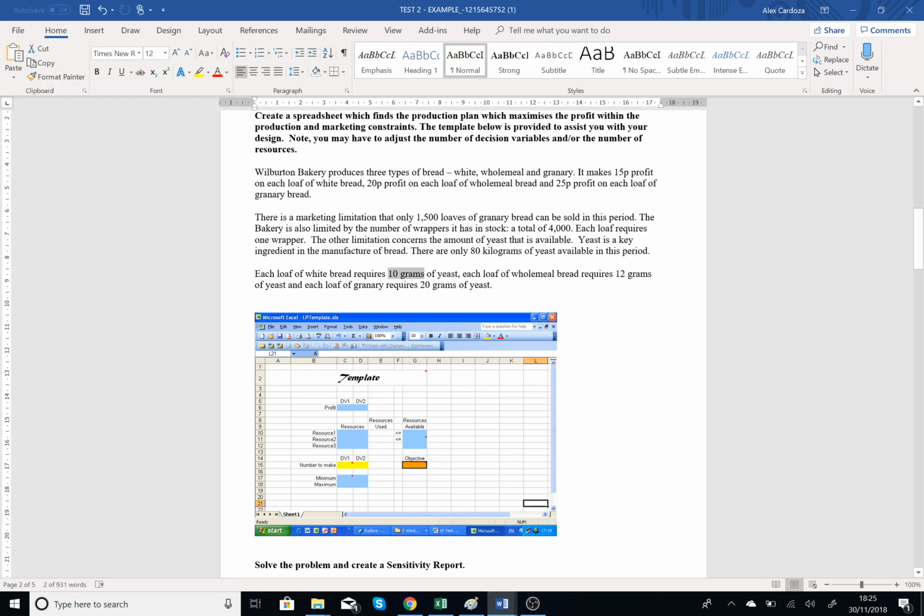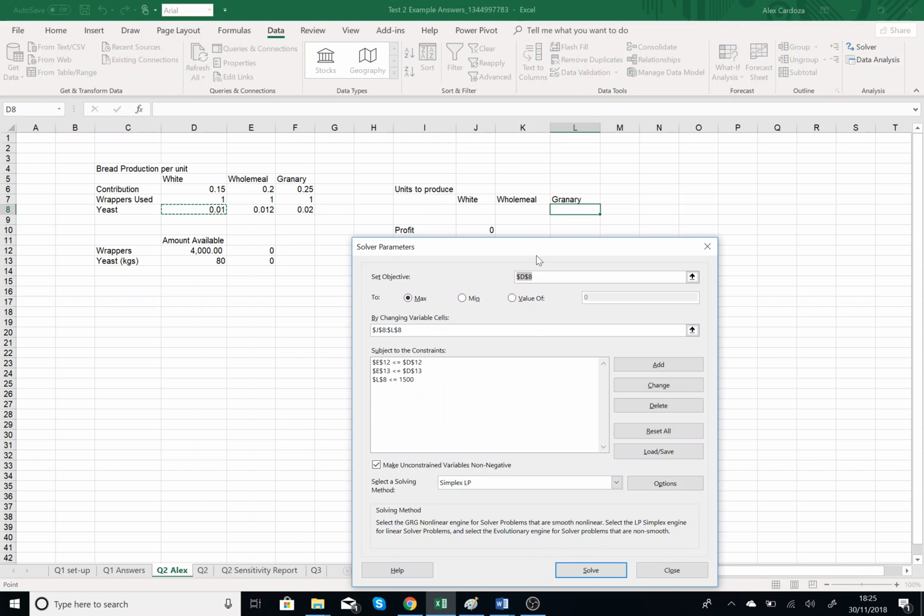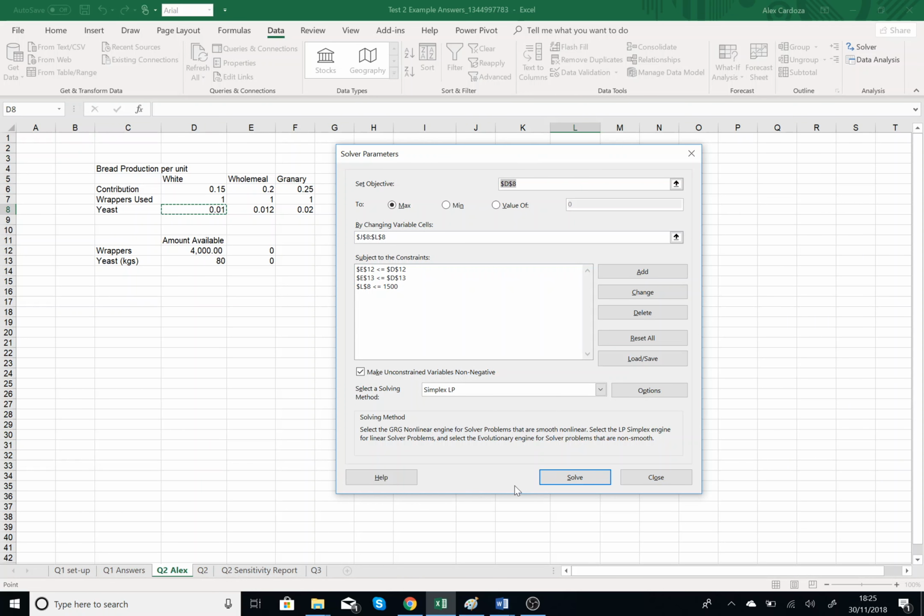Okay, now we can run our solver. We'll still have all that saved. Shall we run that? Let's solve it.